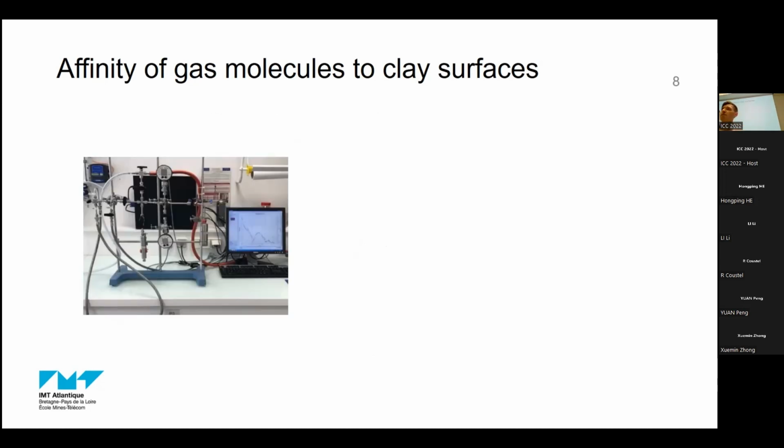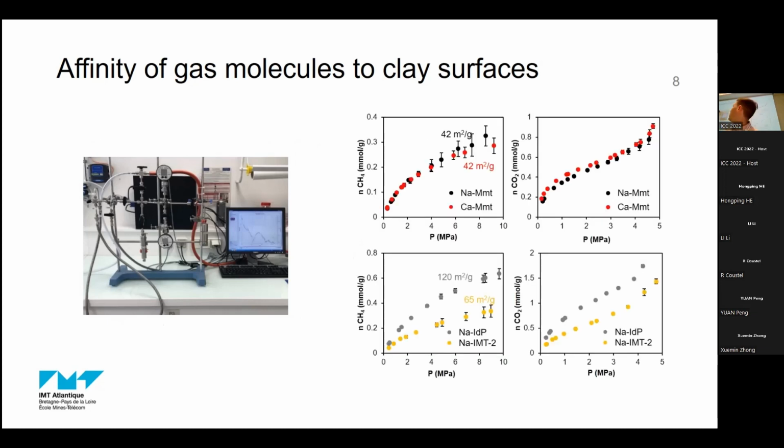To measure gas adsorption isotherms, methane and CO2, we used this setup, which has the same principle as commercial analyzers, but we proceeded manually, so pulses were opened manually. And we measured isotherms. So here we see methane, CO2, for smectites and illites.